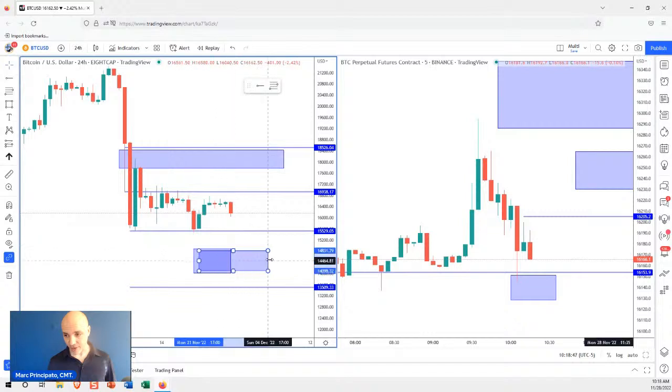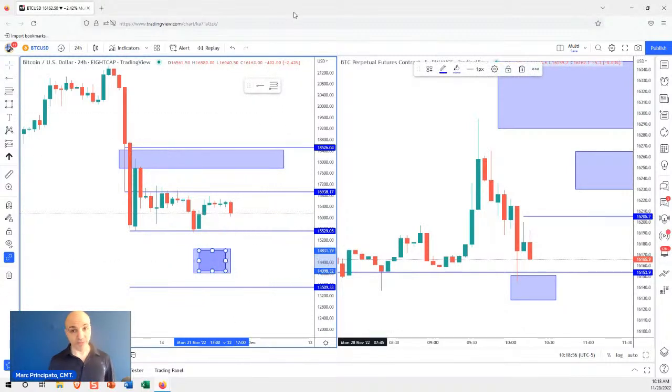And this area right here is basically a high probability target, okay, which is that 14K area. I don't know if we're going to get there, but that's a reference point, and that's for swing trades.